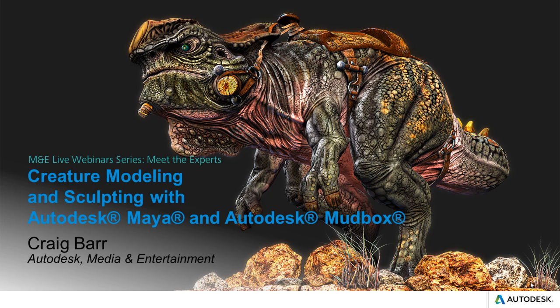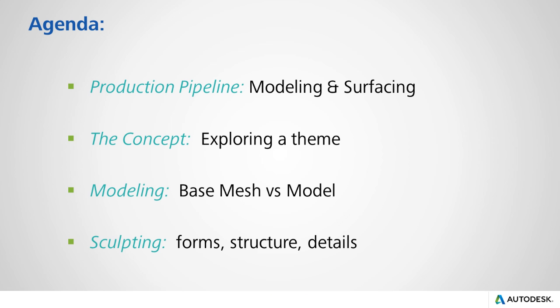So in this case, we're going to get into taking a look at this creature concept as we go along. Let's take a look at the agenda that we've outlined here. So we're going to start by looking at the production pipeline, specifically the areas within the pipeline related to modeling and surfacing in relation to a creature. We're going to take a look at exploring a theme or coming up with an overall concept. The simple thought process behind developing a creature or a character for that matter. And then we'll get into the modeling aspects there.